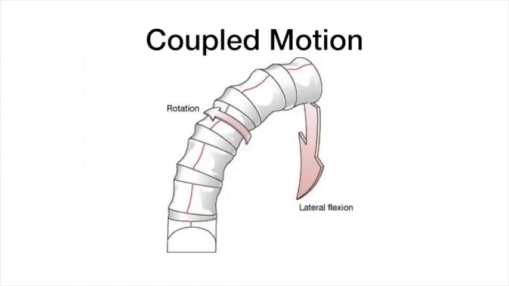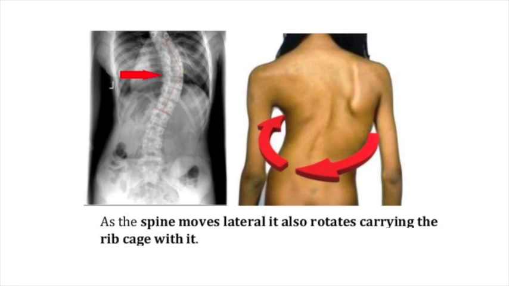Now, here's the interesting thing. Due to the structure of the spine, it will always do the last 2 movements at the same time. It couples rotation and side bending, which means that if the spine is bent to the left, it will also rotate to the right. And this is why people with a right-sided scoliosis, like this one on the X-ray on the left, meaning that the apex is on the right, will also have a rib hump on the right-hand side.